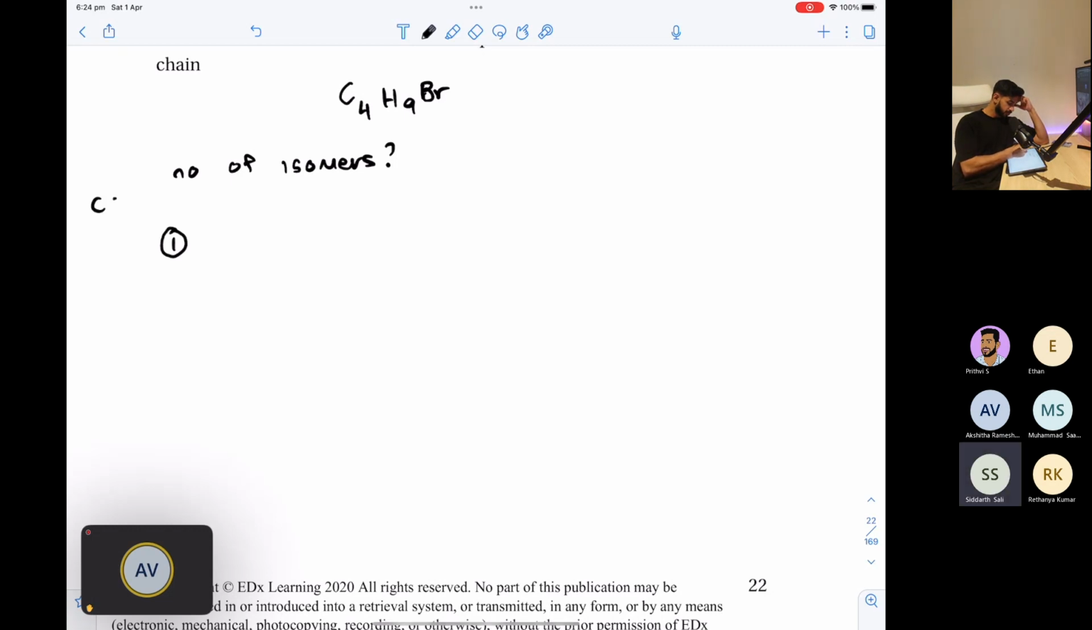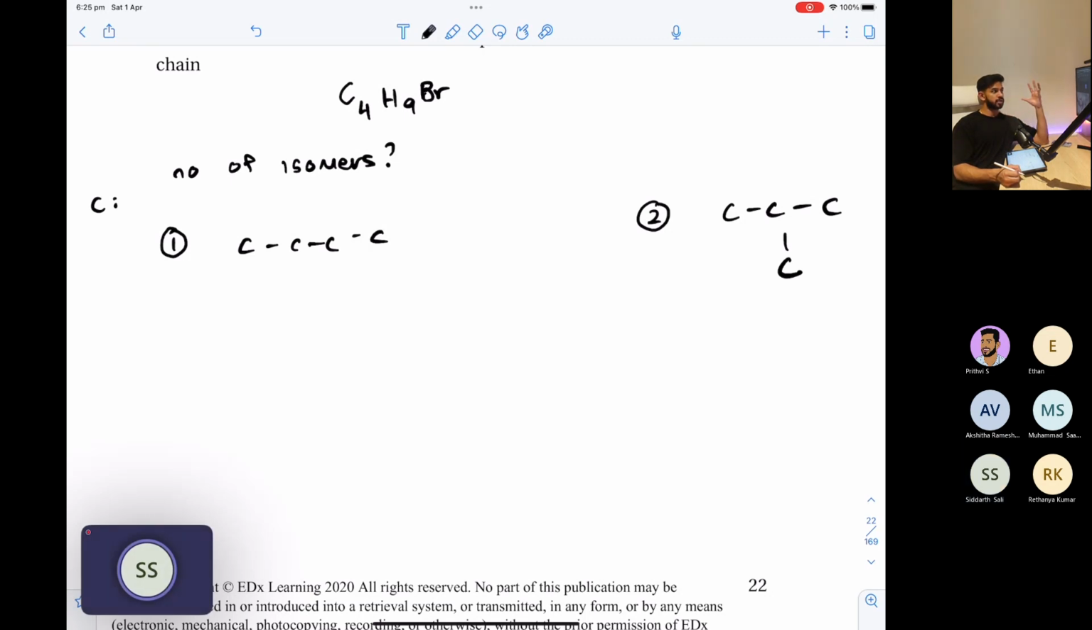So you can have 4 straight. Yeah, what else can you have? Then you can have 3 and then 1 methyl group. Good. So there are 2 chain isomers, as we can all appreciate. Be careful what the question asks you. If they ask you for chain isomers, this is the answer. There's 2 chain isomers. Now, going to the first one, Ruthania, how many positional isomers can we have?